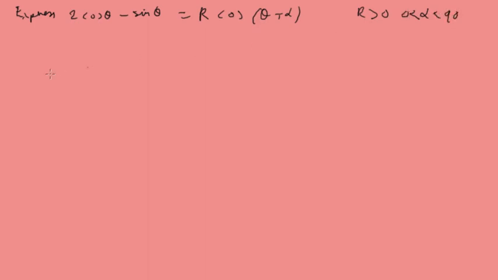So firstly, we're going to express 2 cosine theta minus sine theta in the form of r cosine theta plus alpha, again for r greater than 0 and for alpha between 0 and 90. And then we're going to find the maximum and minimum.